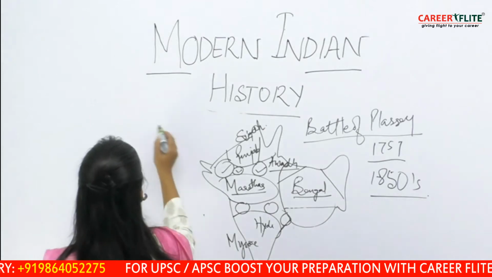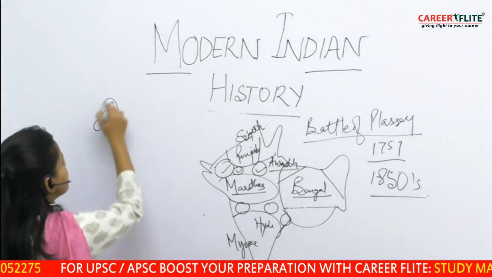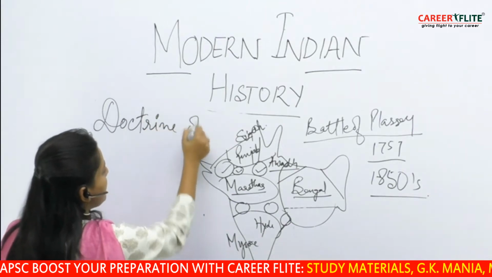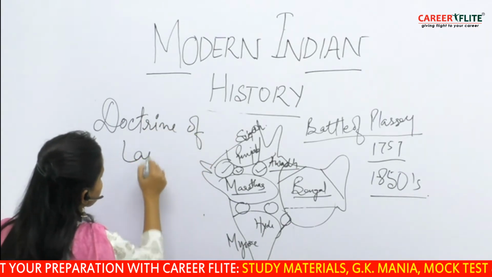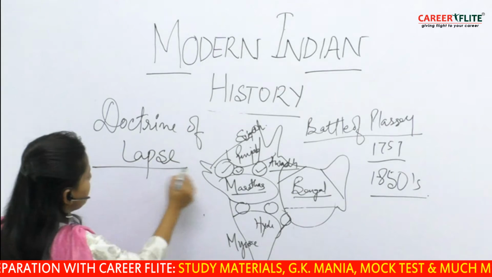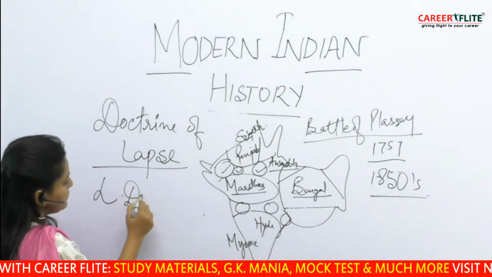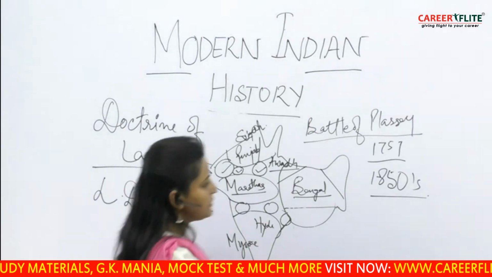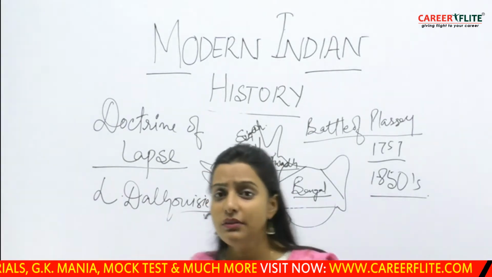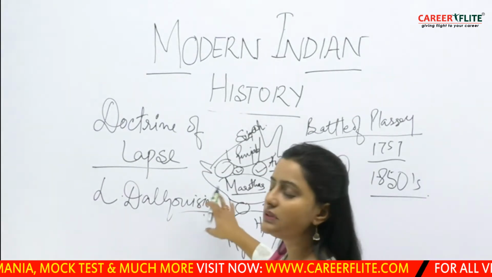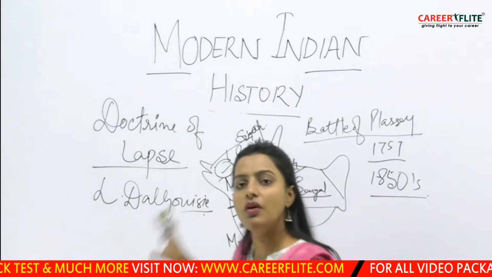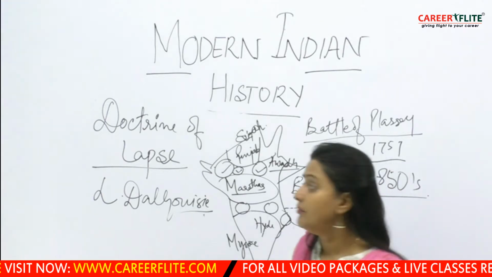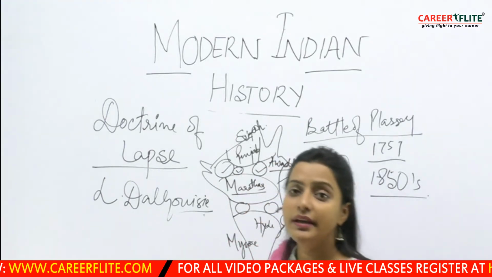Now there is a famous plan called the doctrine of lapse by Lord Dalhousie. Now what was it? They thought that if we impose certain kinds of policies on these smaller kingdoms, there are chances that we can capture them. And fortunately, on the part of Britishers, it worked.